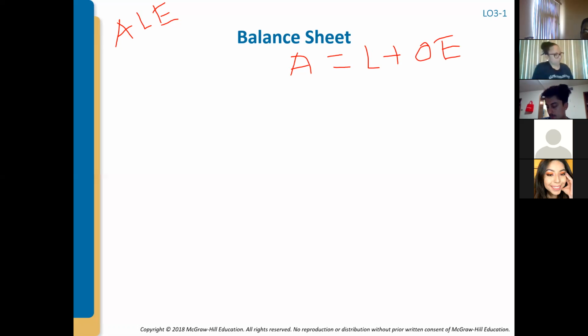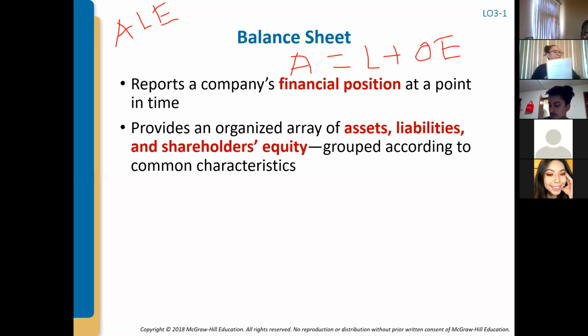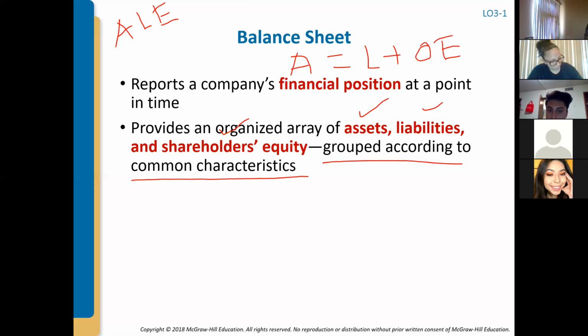So this is the financial position at a point in time, and it will give us an organized array of assets, liabilities, and stockholders' equity, grouped according to their common characteristics. Okay. So meaning we will make a group of assets and liabilities based on their common characteristics, common criteria.